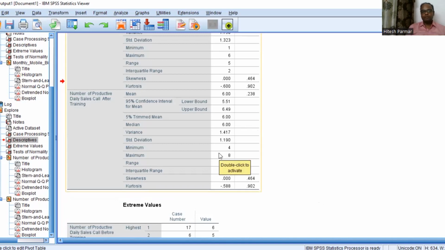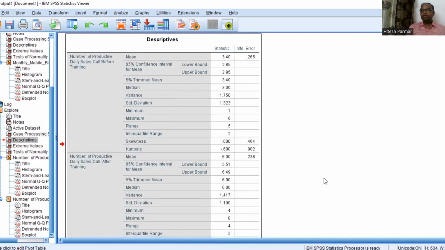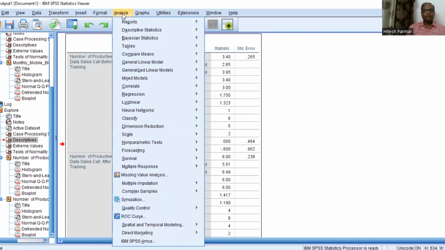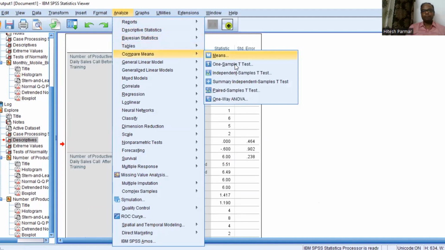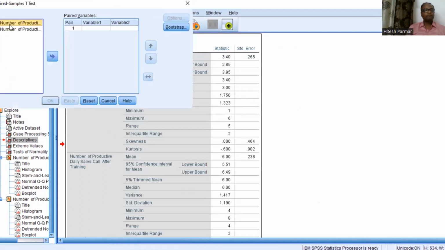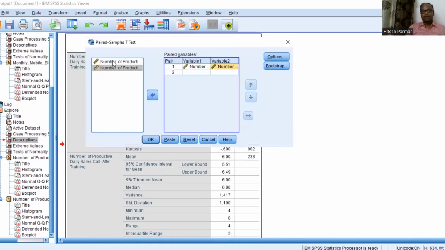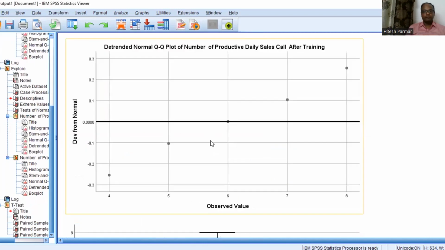So we can conclude that yes, the data are normally distributed and it is perfectly okay to go for a parametric test, that is the paired t-test in this case. So now let us apply the paired t-test. To apply it, we need to click on Analyze, Compare Means, and Paired-Samples T Test. The before variable we consider as variable 1, and the after variable as variable 2. We need not do anything else, just click OK and our result is available here.